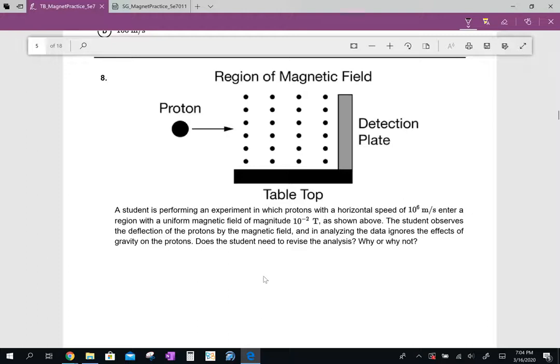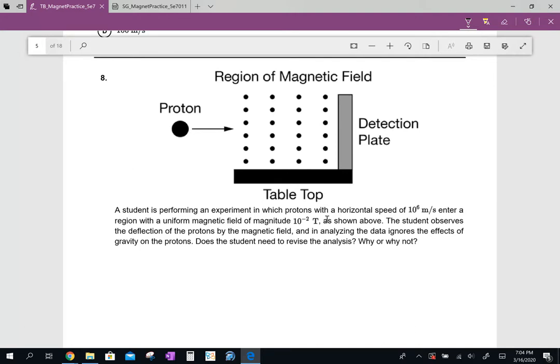So this one we're saying a student is performing an experiment in which protons with a horizontal speed of 10 to the 6th meters per second enters a region with a uniform magnetic field of magnitude 10 to the negative second teslas as shown above. The student observes the deflection of the proton by the magnetic field and in analyzing the data ignores the effects of gravity on the protons. Does the student need to revise the analysis?